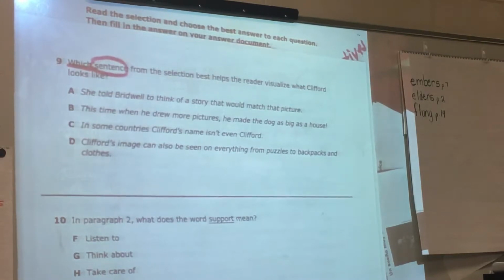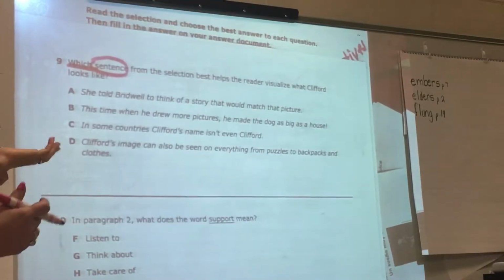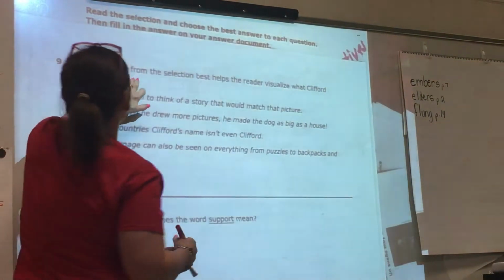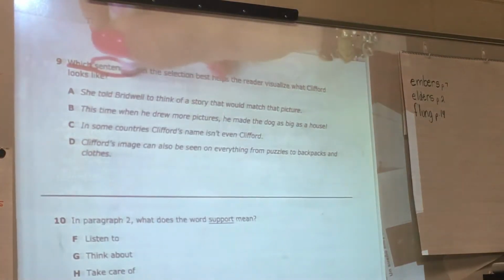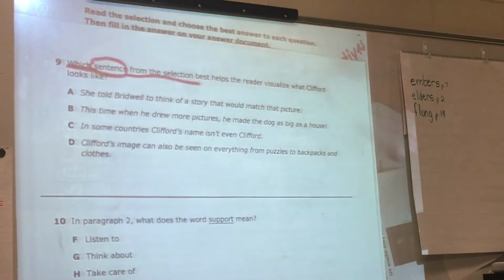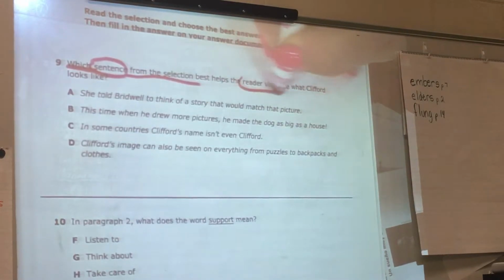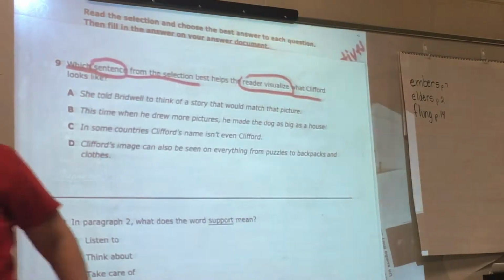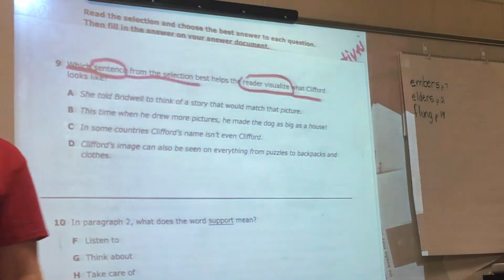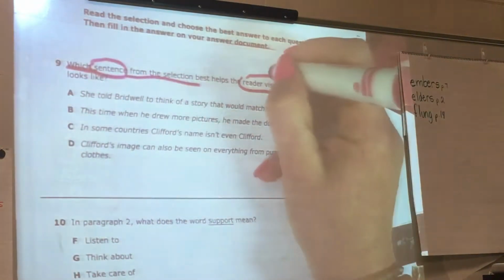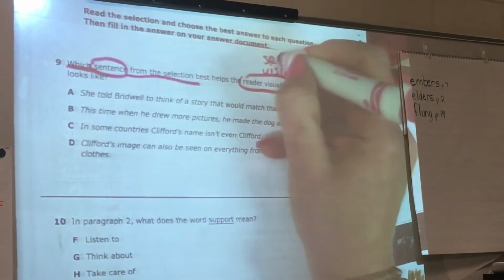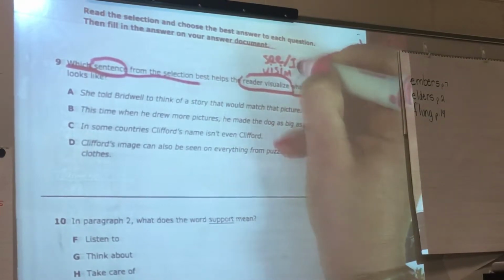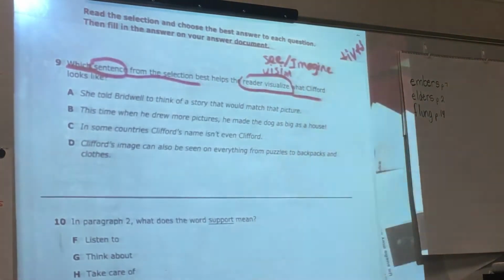I'm sorry, I didn't finish reading the question. Which sentence, and we're looking for a sentence from the selection, which means from the whole story, which one of these best helps the reader visualize. Now we talked about the word visualize. It looks like a Spanish word, visión, for vision. It comes from the word visión, which means to see. And if it's to see, it's to imagine what Clifford looks like.